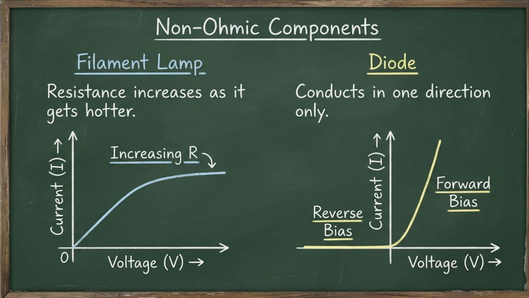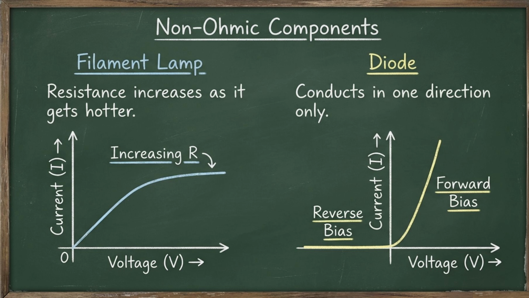Think about what's happening inside that filament. It's getting incredibly hot. That's why it glows white hot. And when atoms get hot, they vibrate. They wiggle violently. So for the electrons trying to get through, imagine trying to run down a hallway. If everyone is standing still, you can weave through them. That's a cold wire. But now imagine everyone in the hallway starts jumping up and down and flailing their arms like they're in a mosh pit. That's a hot wire. Exactly.